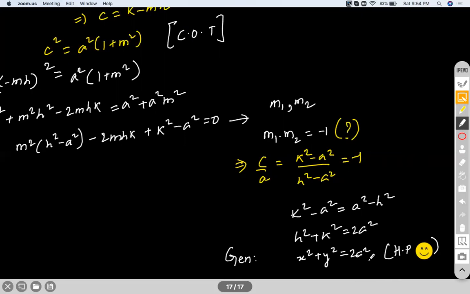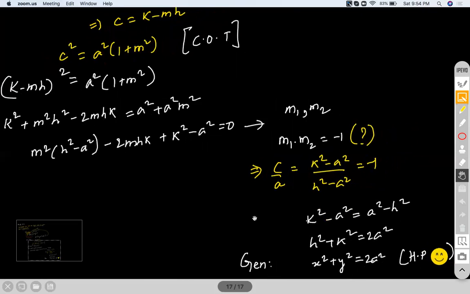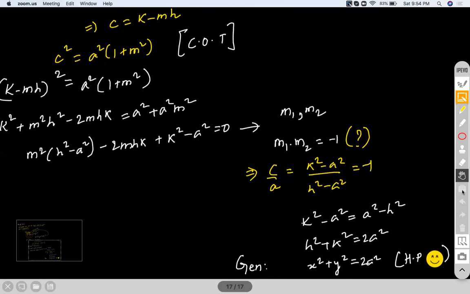Correct? I'll show you the third way also. You want to copy this down? Yes, sir, I just did. One second, just copy. Yes, sir, done. Okay, I'll show you a third way.